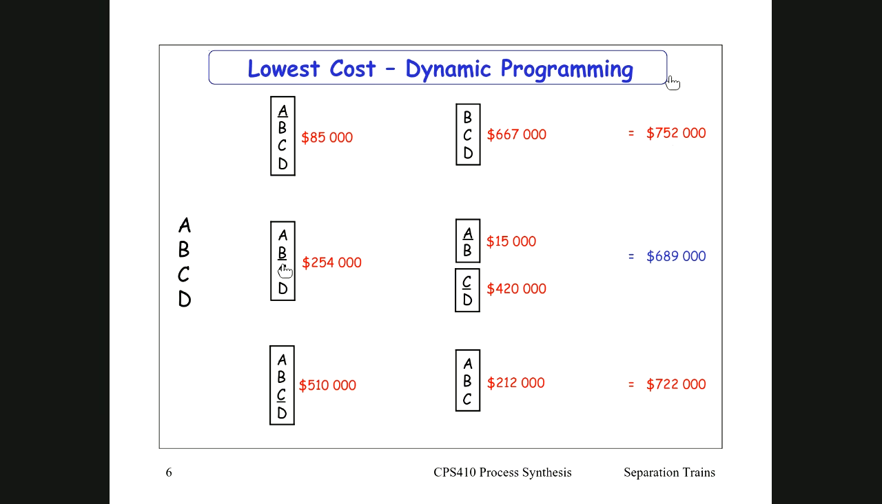This one is still the same. We'll have our AB/CD mixture. We know how much that costs. And we have to add those two binaries, and we get the same answer. Let's look at this last one. ABC/D. And once you've done that separation, which costs 510,000, you will have an ABC mixture. And we know now how to separate an ABC mixture optimally, and that will cost us 212,000 Rand, and therefore we can work out how much going this route will cost, 722,000 Rand.